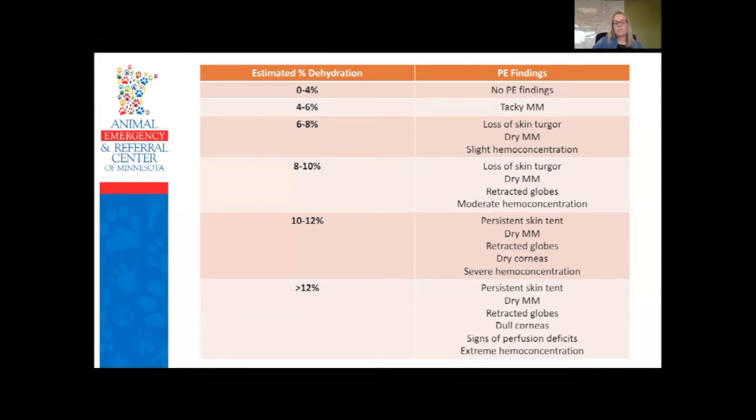And then once you reach that past 12% point of dehydration, where these guys are just these shriveled little prunes, you are probably going to start to see some signs of perfusion deficits in these patients as well. So it's possible to have a dehydrated patient who still has adequate perfusion, but once you get past this magic 10 to 12% mark, due to osmotic shifting of water, it's not uncommon that you're seeing perfusion deficits simultaneously.